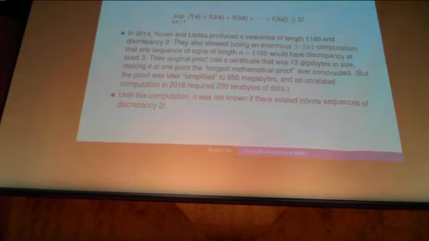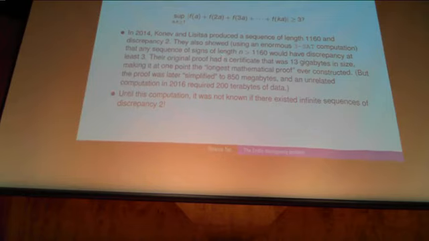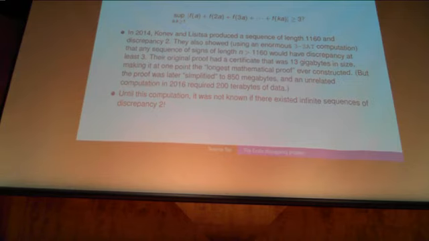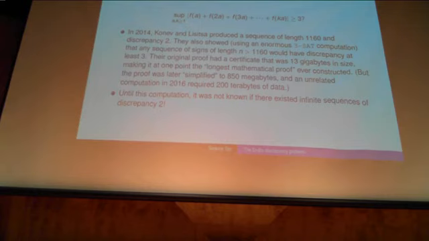So 2 computer scientists, Konev and Lisitsa, did a computer search, and they managed to discover a sequence of length 1,160. So there's a sign pattern of 1,160 signs in length, where the discrepancy never got bigger than 2. I just showed you that once you get 12 elements, the discrepancy has to reach 2, but it can stay there for a long, long time. The discrepancy can stay at 2 until 1160 steps.